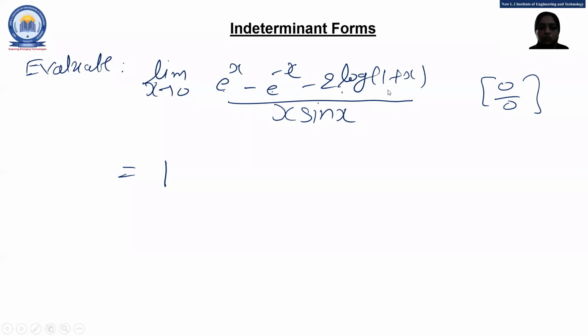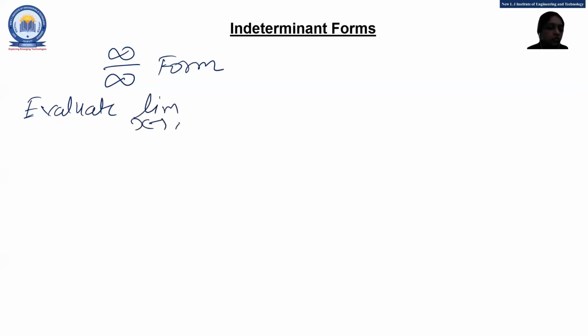Okay, so this is form 1. Now move to form 2. Form 2 is the infinity by infinity form. Now, again, for the solution of this infinity by infinity form, we have to apply L'Hospital rule. Let's start an example: evaluate limit x tends to 0 log base tan x of tan 2x.